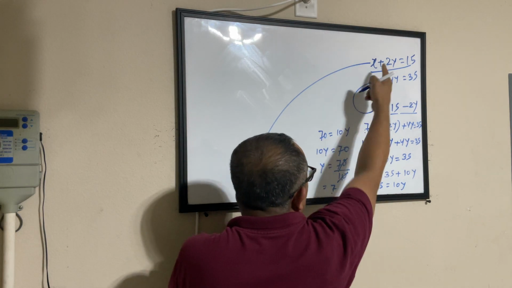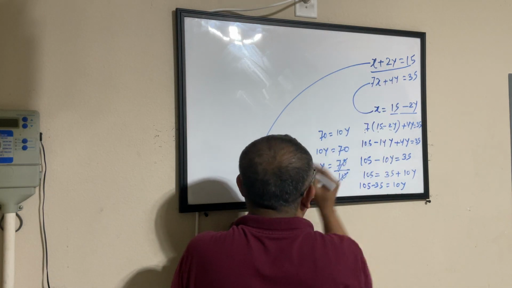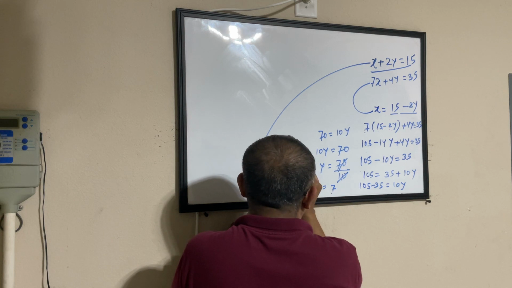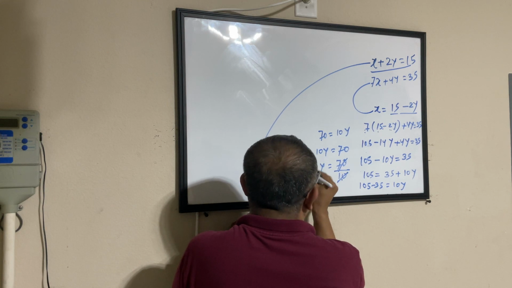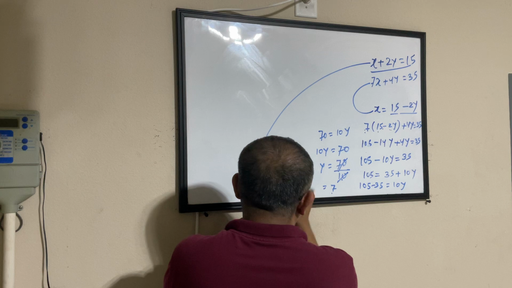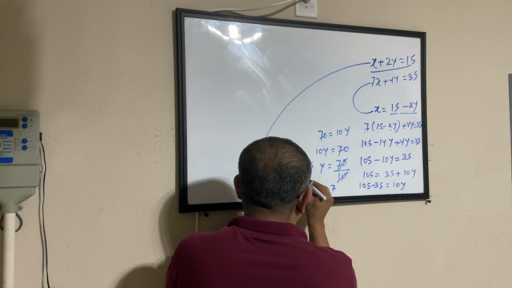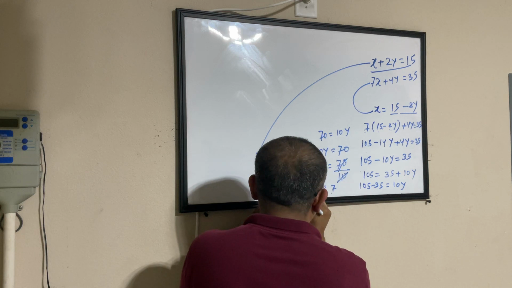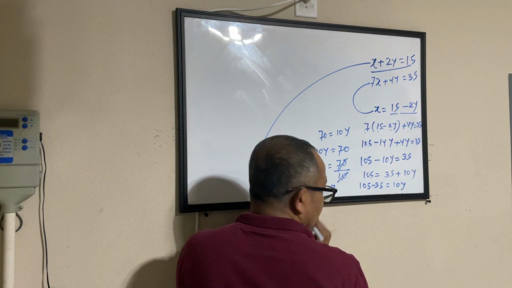I love this equation. x plus 2y, 2 into y. y is 7. Equal to 15. That means x plus 2 into 7, which is 14, equal to 15. Or x equals 15 minus 14, which is equal to 1.